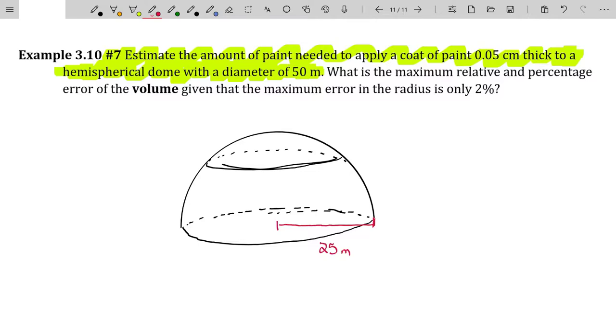So what do we want? We want to estimate the change in volume of this dome when we apply the paint. That'll tell us how much paint to buy. If the volume of the dome was, let's pretend, 1 cubic meter before, and after we paint it, it's 1.01 cubic meter, well, then we need 1/100th of a cubic meter of paint. That's just how that works. It's kind of a neat way of doing this type of job.